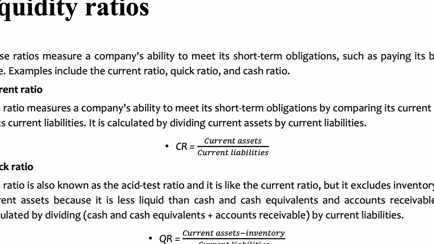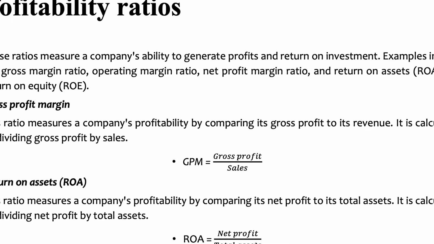Then we have the quick ratio. The quick ratio is also known as the acid test ratio. Among the current assets, the most illiquid is the inventory. So for the quick ratio, we remove inventory from the current assets before we compare it with current liabilities. So it is like the current ratio, but it excludes inventory from current assets because it is less liquid than cash and other cash equivalents. So it is calculated when you divide the current assets minus inventory all over the current liabilities.